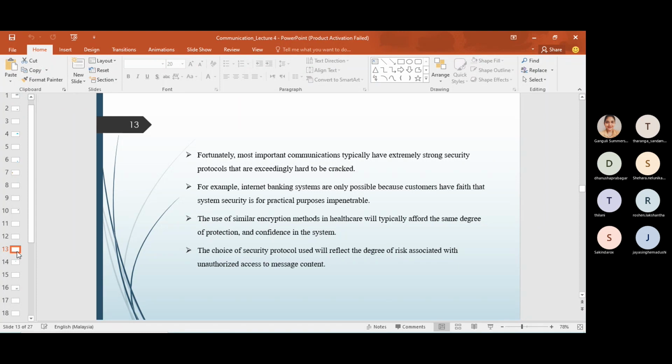If the degree of risk is very low, then you can use a simple security protocol, just a very simple security protocol. So the kind of security protocol that you have to use depends on the degree of risk the document poses. If the degree of risk is higher, you have to go for very strict security protocols.